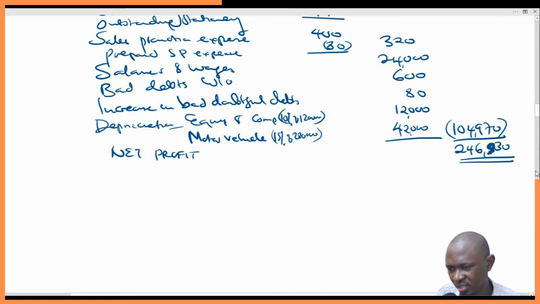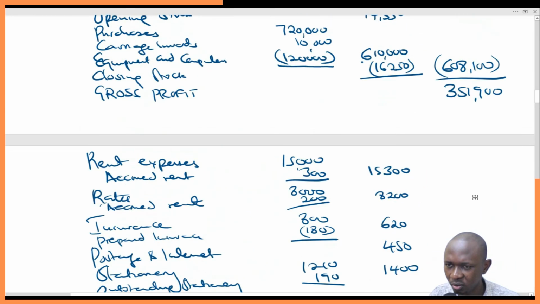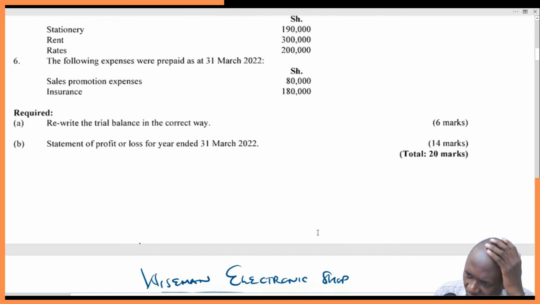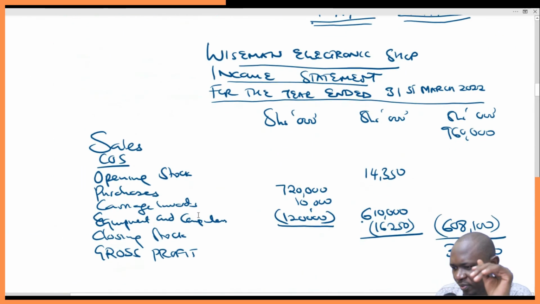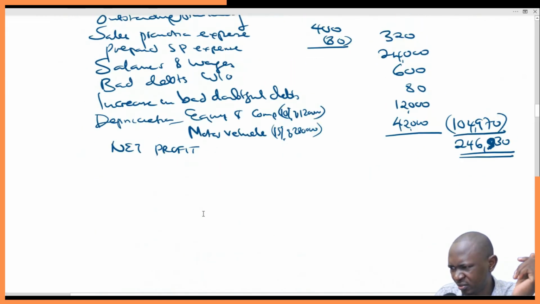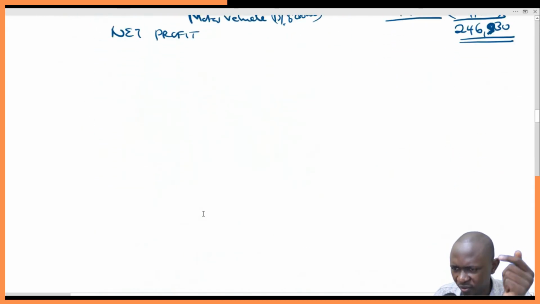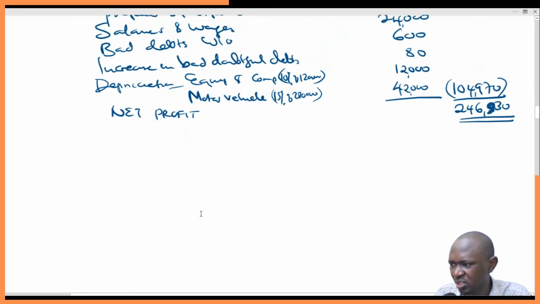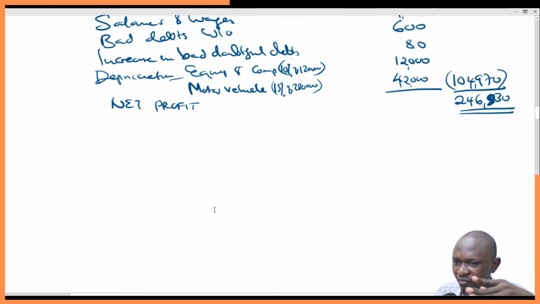Now, I think we've answered the question. The question wanted us to come up with the statement of profit or loss for the year ended 1st March and rewrite the trial balance. So we are done. But just for the sake of confirming our answer, maybe we can rush through the balance sheet and see if it balances, just for our own sake.